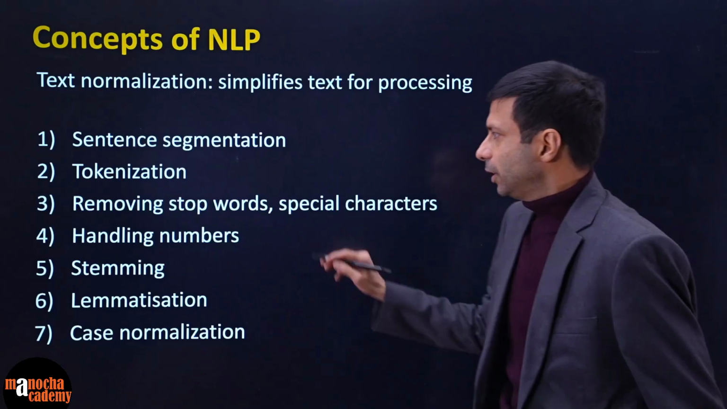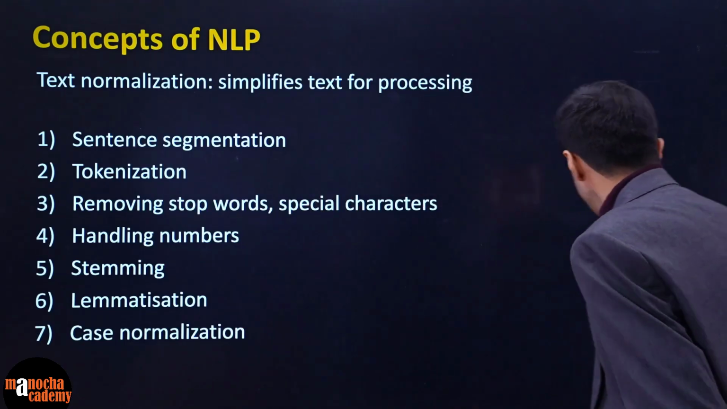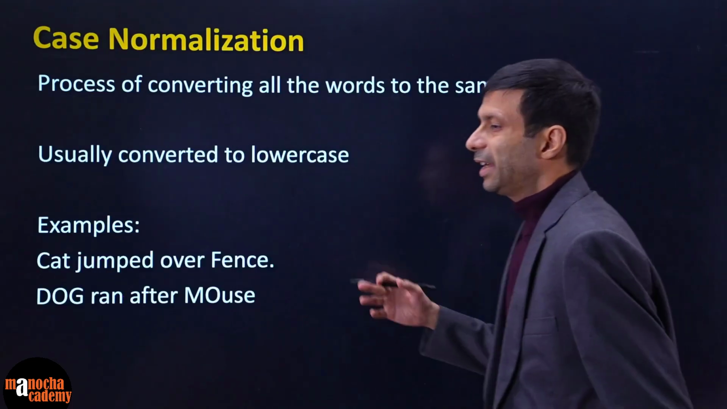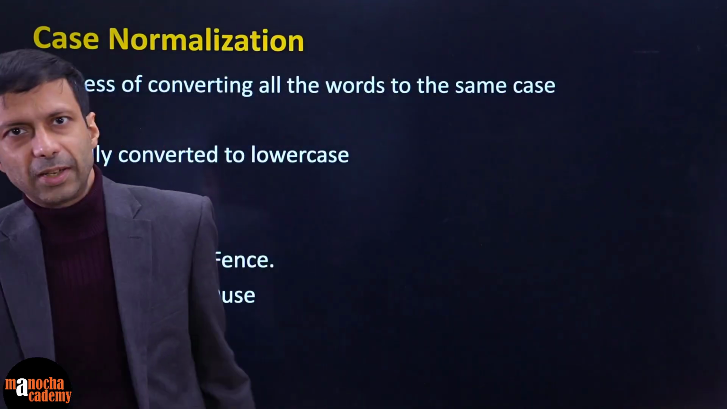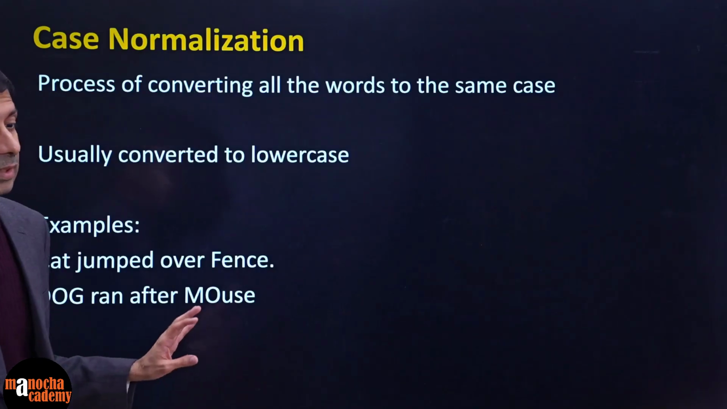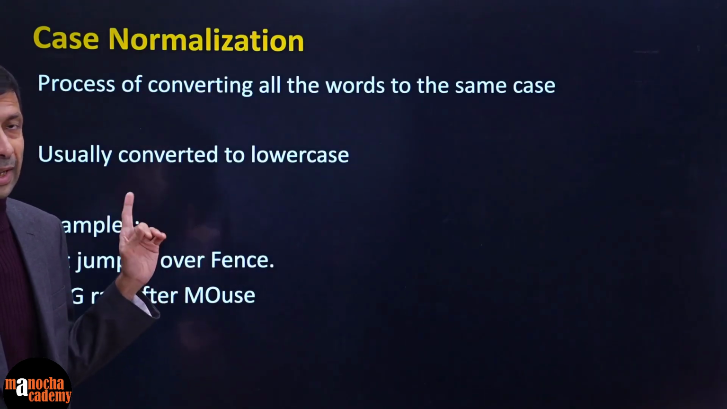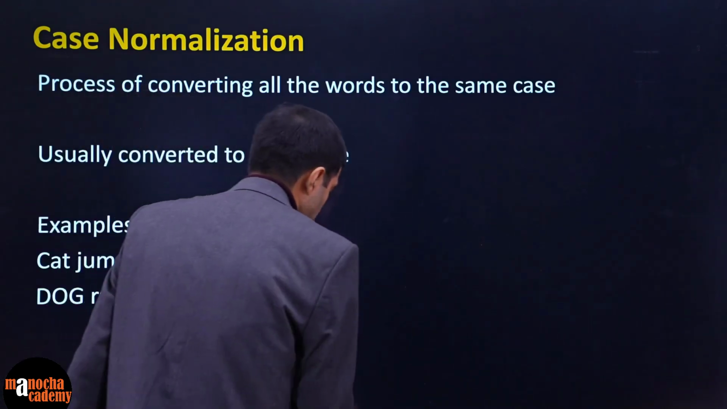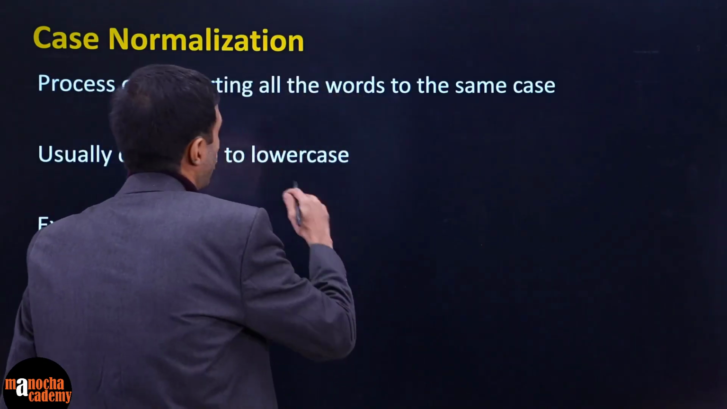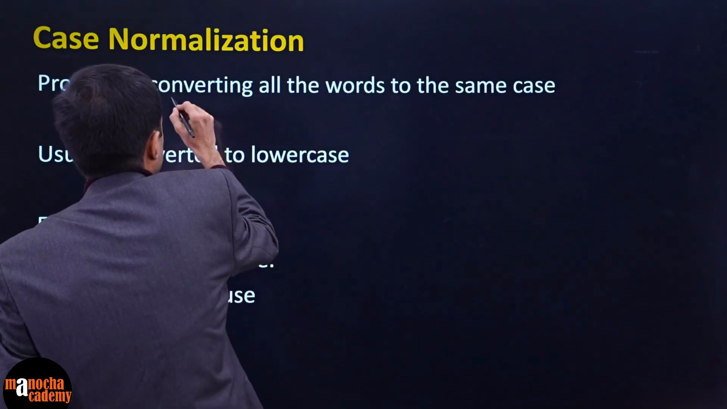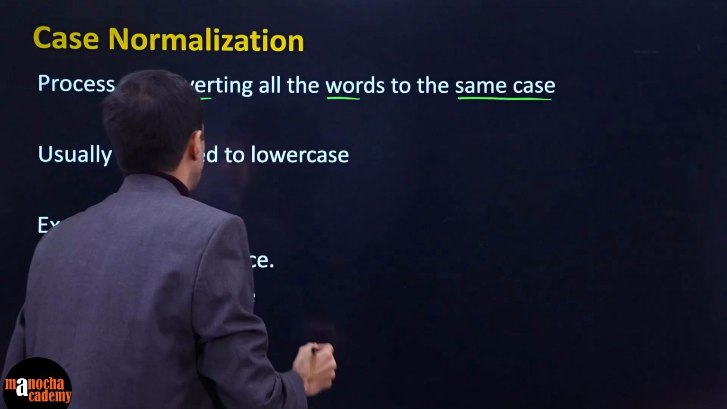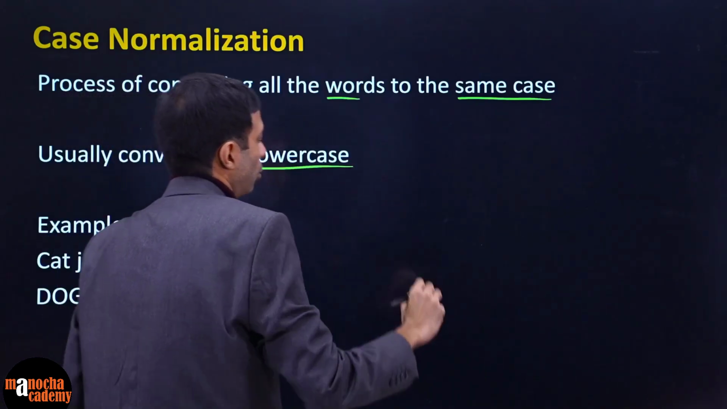So see, we have done all these initial steps, and last we are left with a very easy step, which is called case normalization. Okay, case normalization is very easy. I'll ask you one question later. First, let's discuss this case normalization. It is the process of converting all the words that you've got to the same case. And usually we convert it to lowercase.